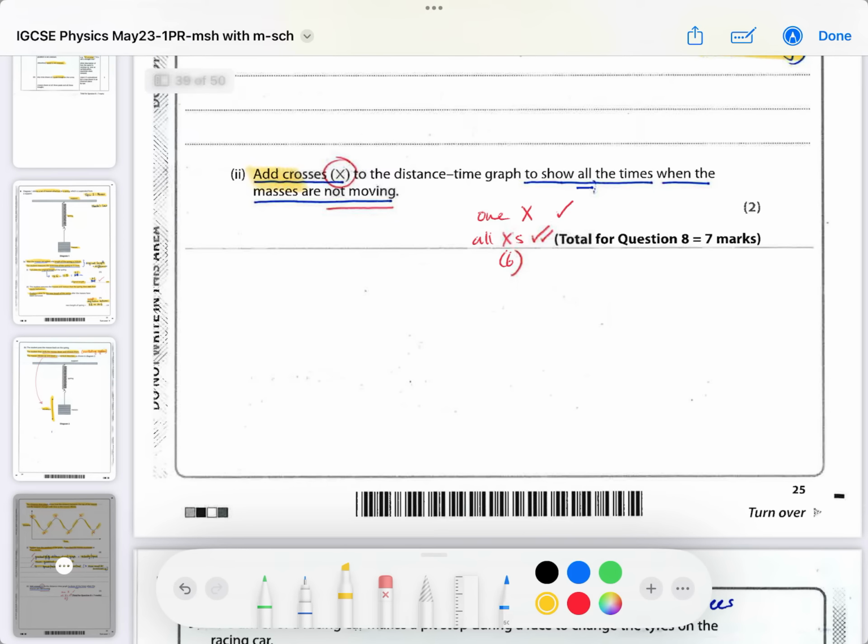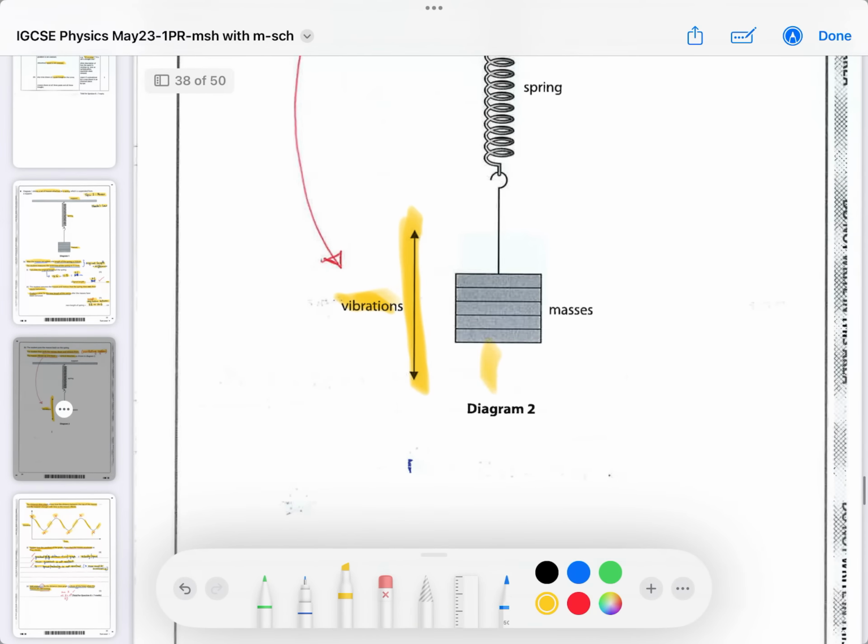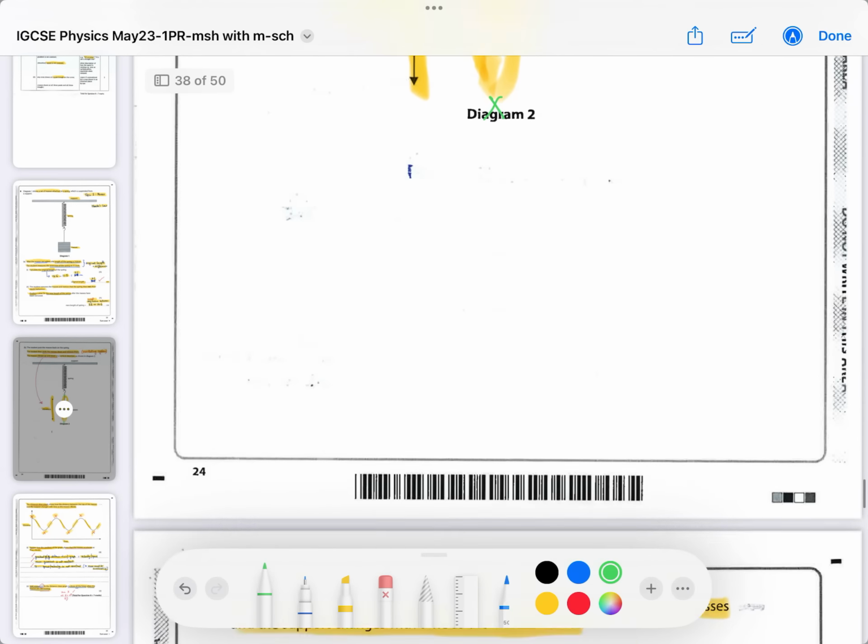So add crosses, x, to the distance-time graph, which I did, to show all the times when the masses are not moving. So every time it changes direction from going up to down, so when the mass goes down here, it stops for a second before returning up, and then it stops here and then goes down. So it keeps on going up and down. And at the end points here and here, momentarily, its velocity will be 0. Okay? And these points are the turning points on the graph.